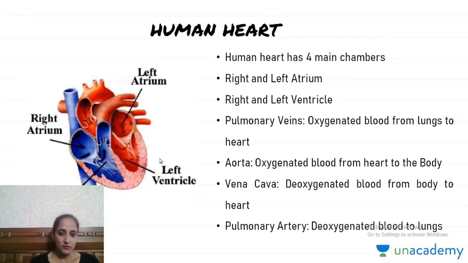So we have pulmonary veins. Remember, veins are always used to carry deoxygenated blood. But pulmonary veins are the only veins in the human body. They carry oxygenated blood from lungs to the heart. So you remember this point. Pulmonary veins, they are the only major veins that carry oxygenated blood from lungs to heart. Here these two I'll explain in the next picture with more clarity.